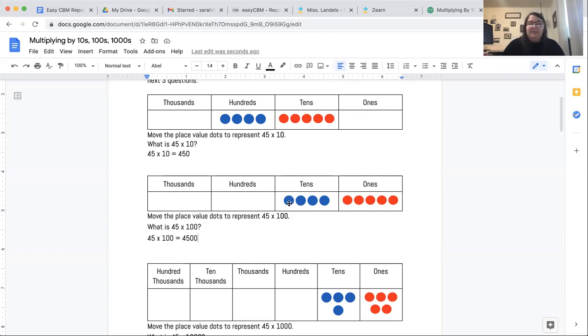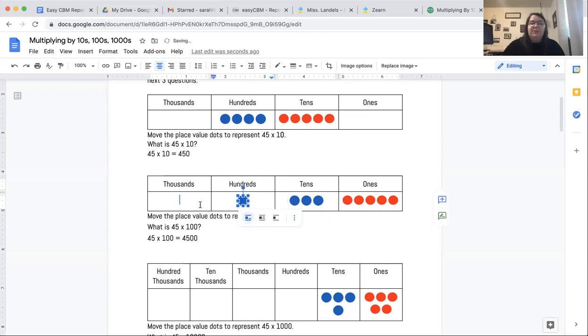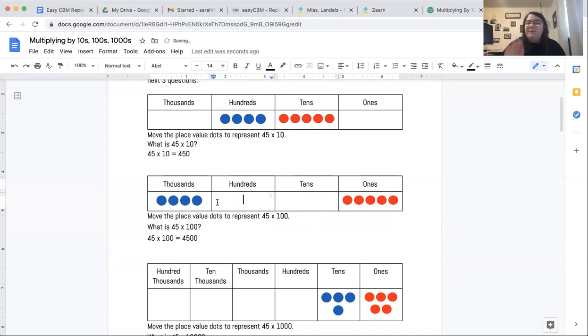So now I have to move the place value markers on my place value chart to represent 4,500. Because there are 2 zeros, I'm going over 1, 2 spots. So now I move my tens over to the thousands. Now I'm going to move my ones to the hundreds because I'm going to go again 1, 2.